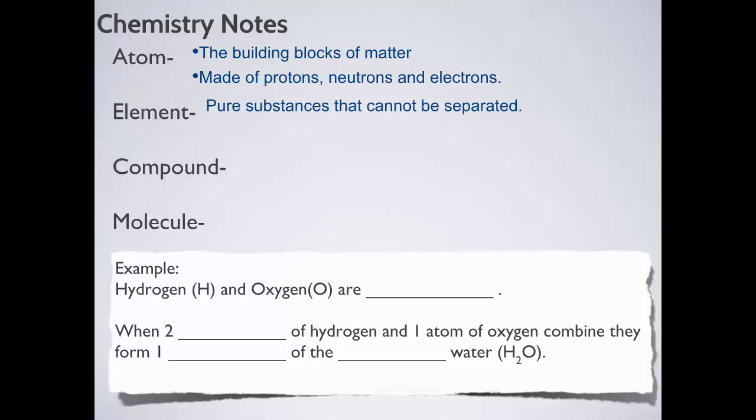Element, as we talked about, these are pure substances that cannot be separated into any other materials, such as gold. What's the smallest amount of gold you could possibly have? Dean? One atom. One single atom of gold.